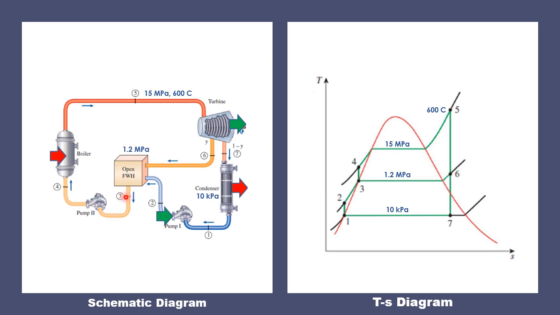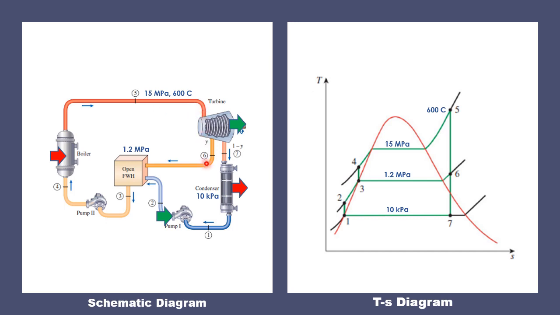Another thing that we need to note for the operation of the open feed water heater is that it needs a pump at the exit so that it can handle the working fluid or the feed water leaving it. That's why we need the pump too. So in this schematic diagram, we can see 3 operating pressures, which are 15 megapascal, 1.2 megapascal, and 10 kilopascal. We can also see here the quantity of steam that is being extracted from the turbine.